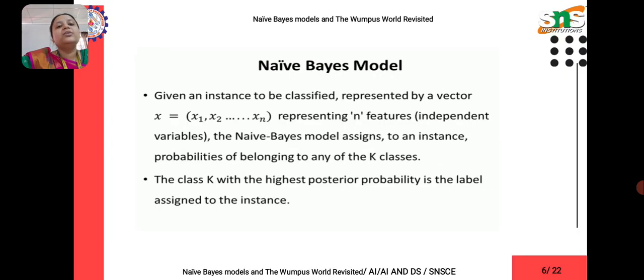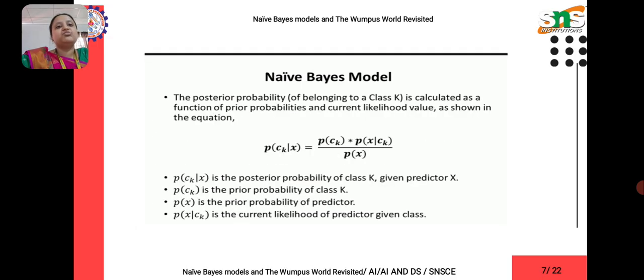Okay, now in this we have given an instance to be classified, represented by a vector x equals x1 to xm, the features or independent variables. The Naïve Bayes model assigns to an instance probabilities of belonging to any of the K classes. The class K with the highest posterior probability is the label assigned to the instance. Now, when we see the Naïve Bayes model, the posterior probability is calculated as a function of the prior probability and the likelihood values, as shown in the equation.